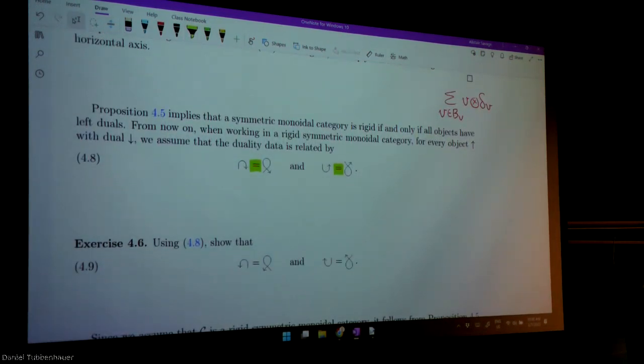And then an exercise is to use this equation and attach appropriate crossings in appropriate places to show that you can also do the other way around. That if you have the right caps and cups, then the left ones are defined in terms of the right ones in this way.